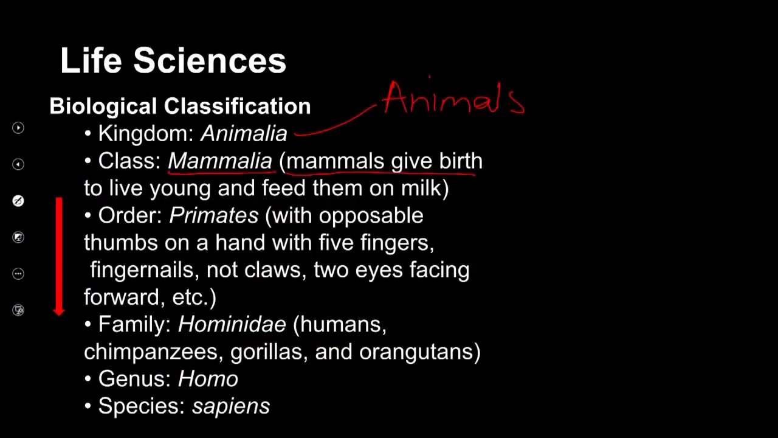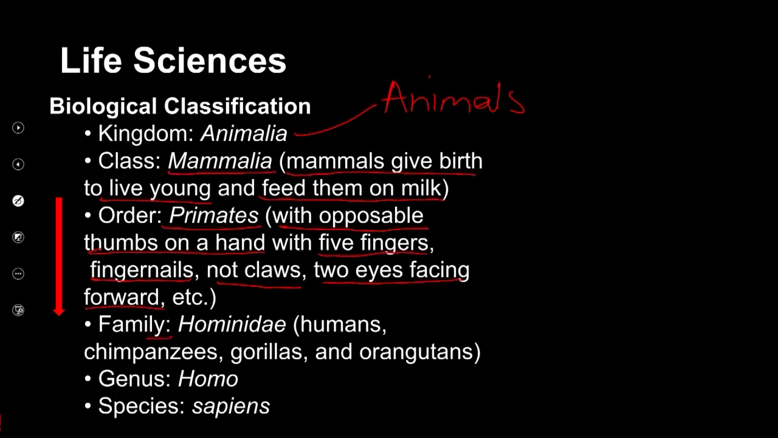Here in the class Mammalia, we know mammals give birth to live young, so that's the first characteristic. They also feed them on milk, so they are nourished on milk. Then humans are in the order primates. The important characteristic here is they have an opposable thumb on a hand that has five fingers. They have fingernails, not claws, and two eyes facing forward, etc. There are lots of characteristics unique to the primate group, and because of those characteristics, we are placed into that order.